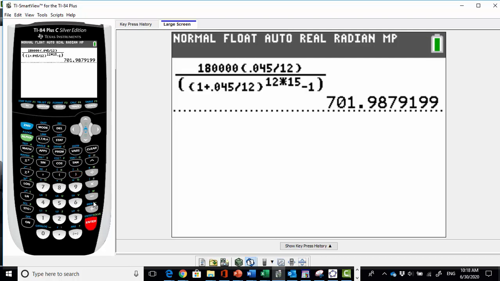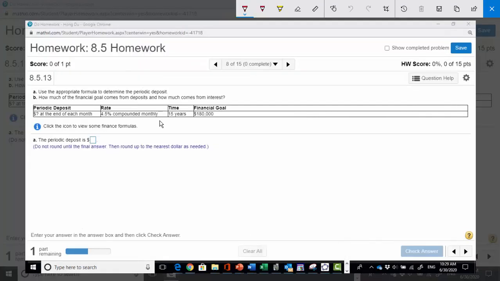The calculator gave us $701, roughly 98 cents, a number with several decimals. The calculator gives us the periodic deposit P equal to 701.9879199. But remember, this is a dollar amount. We cannot deposit anything that is less than a cent, so this number has to be rounded.